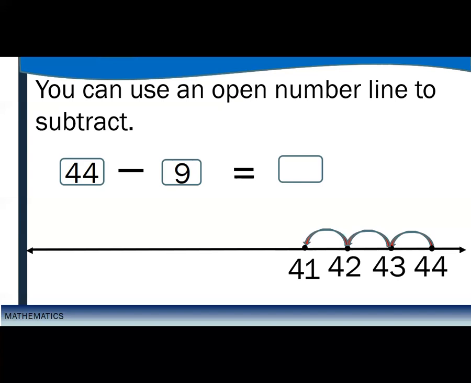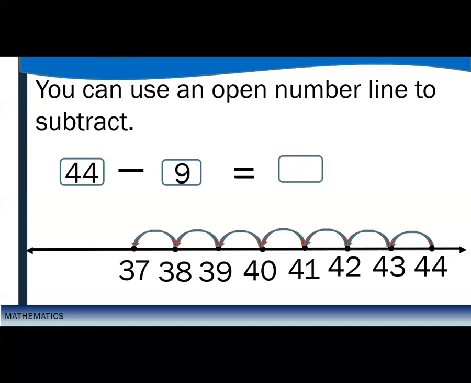And each time we count back 1, we will mark and label each point. The number we stop at tells us how much is left. So let's continue counting back. We're at 41, so count back 1 from 41 gives us 40. Count back 1 from 40 gives us 39. And counting back 1 from 39 gives us 38. Counting back 1 from 38 gives us 37, boys and girls.